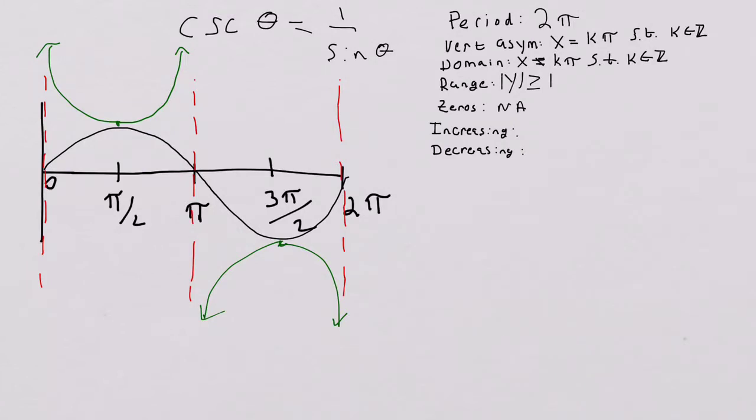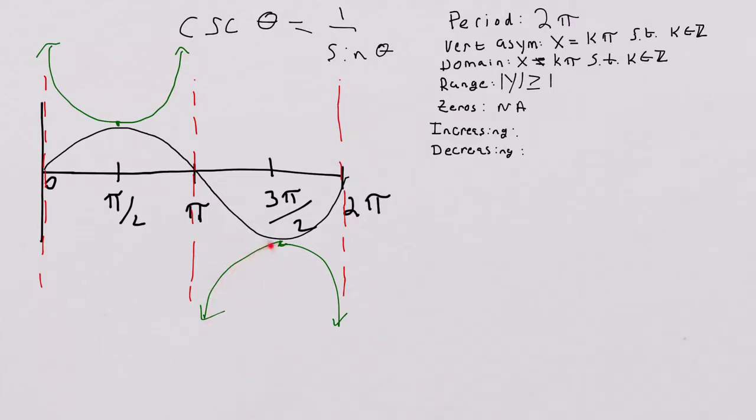Now the tough part. Where is it increasing and decreasing? What does it mean for increasing and decreasing? Well, what it means for increasing and decreasing is essentially you're going to go from left to right. So we're going to start right here. Well, from here, from 0 all the way up to pi over 2, you're decreasing. And from pi over 2 to pi, the graph is actually going up, so you're increasing. And then you jump back over here on the other side of the vertical asymptote at pi.